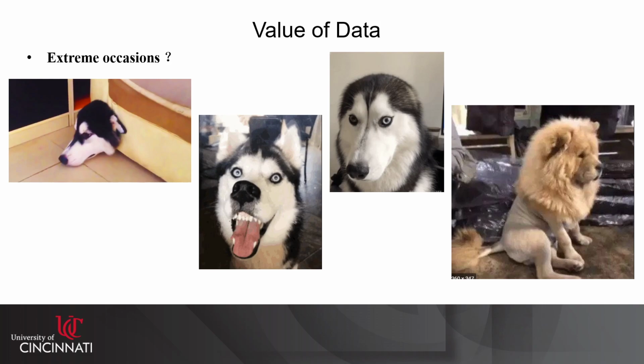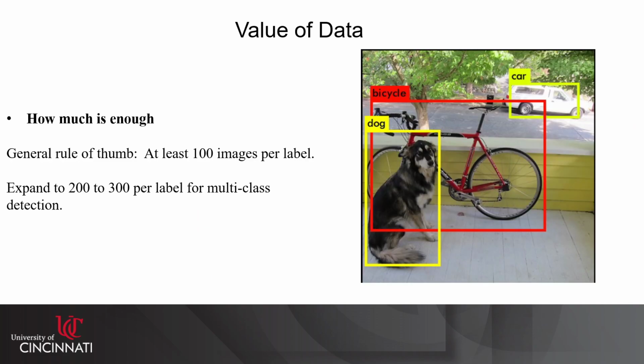So it is our job to provide some extreme occasions to the computer, so that at least the computer knows that when some weird things happen, it's still a dog. It's okay to miss something, but it's still a dog. So that covers why we need to provide a variety of data.